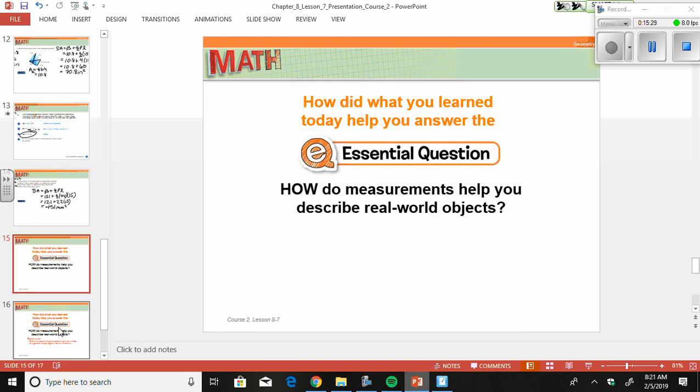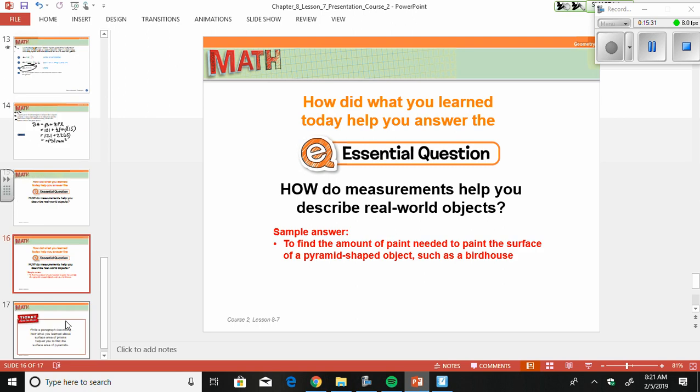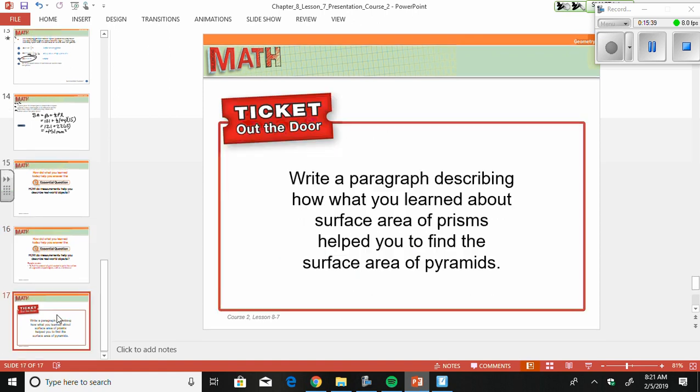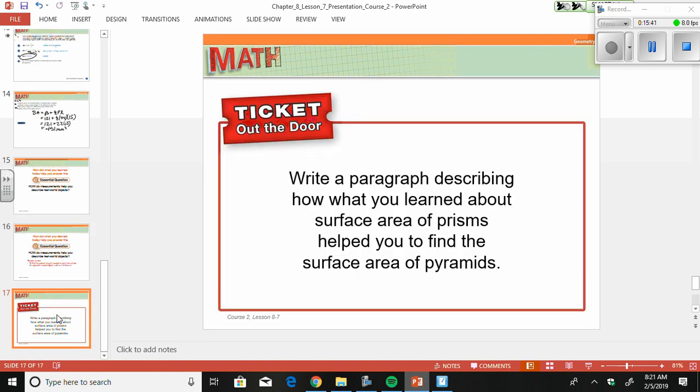How do measurements help you describe real-world objects? It helps us to find the amount of paint needed to paint the surface of a pyramid-shaped object, such as a birdhouse. And then you can write a paragraph describing how what you learned about surface area of prisms helped you define the surface area of pyramids.